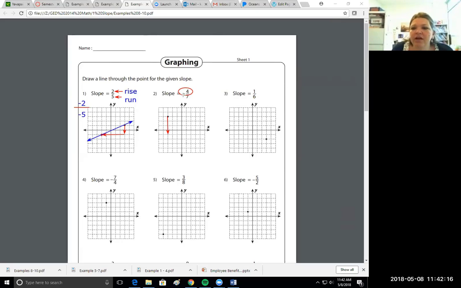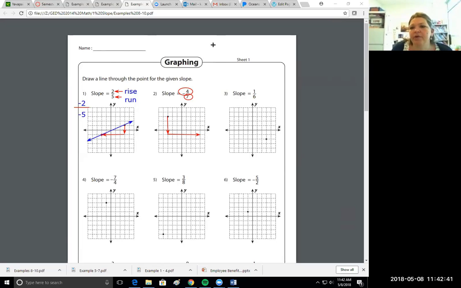And then from there, I'm going to run 7. And since I used the negative up top, you don't use the same negative twice. It's now been used up. So now I'm going to run +7. So starting from here, I'm going to go 1, 2, 3, 4, 5, 6, 7. And that's where my second point will be.